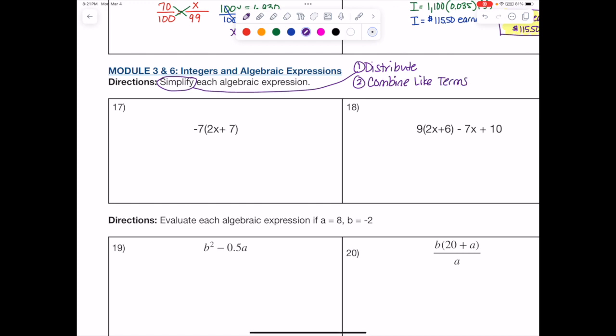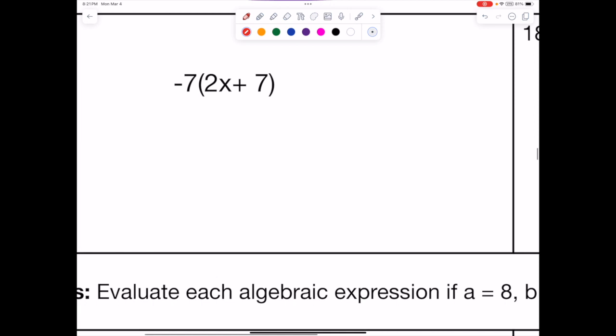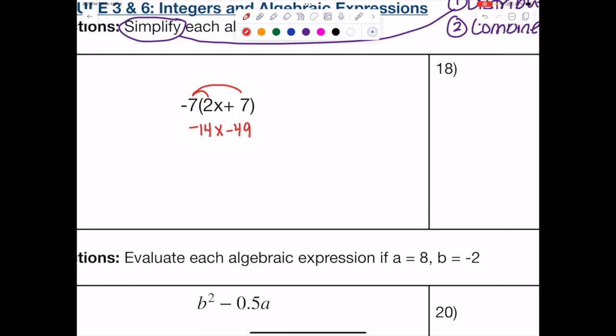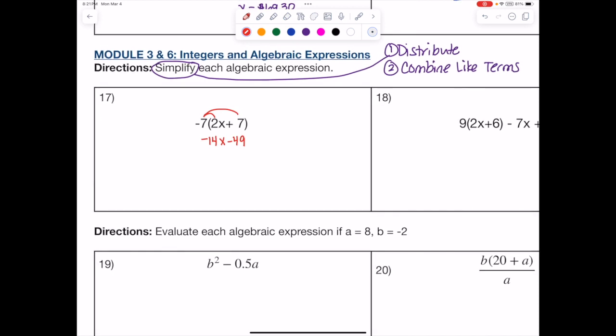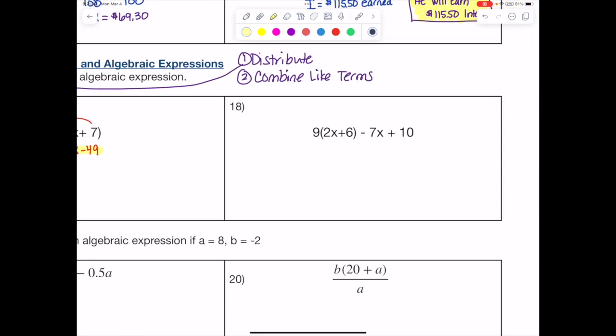Here we go. I'm going to show my distributing arcs here. Negative 7 times 2 is negative 14x, and then negative 7 times a positive 7 is negative 49. Now we need to combine any like terms. There's nothing to combine, and so we are all done. You have simplified because you've distributed and combined like terms. So this one is complete. There's nothing else you can do. There's no equal sign, so we're not solving for x.